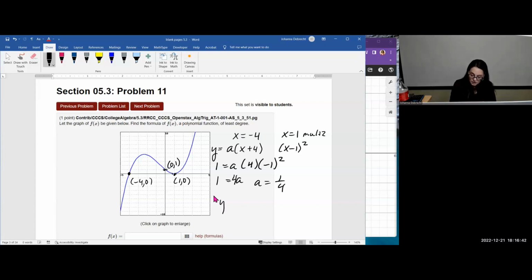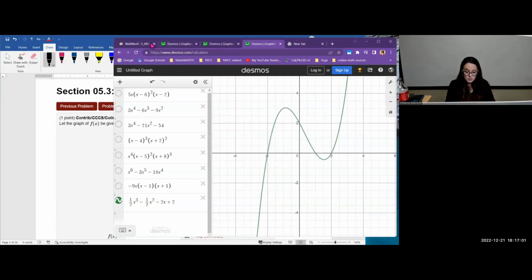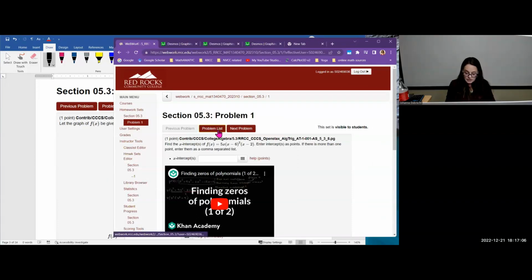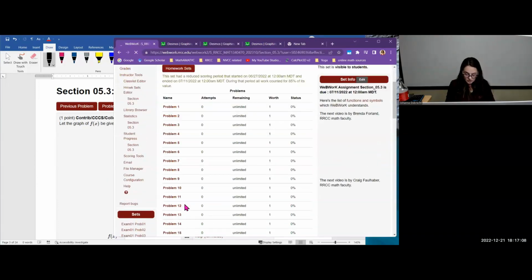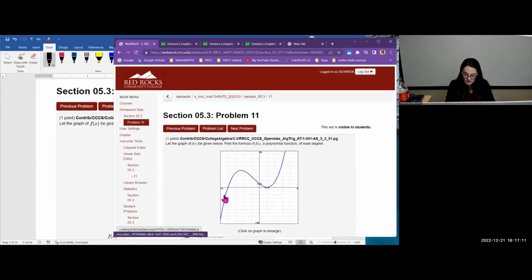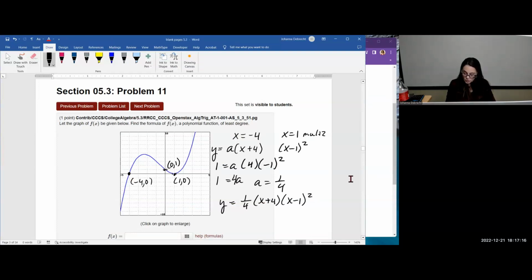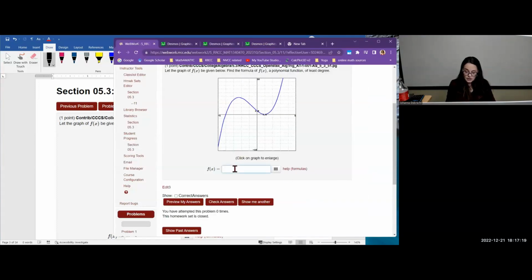So my equation is going to be y equals 1/4 (x + 4) times (x - 1) quantity squared, right? And then you can multiply it out to get the fully multiplied out form. And let's go ahead and check it over here and see if it would take it in factored form. So that was problem 11. Let's go down, see if it'll let us check it real fast. So problem 11, it doesn't say. So let's try 1/4 (x + 4)(x - 1) squared.